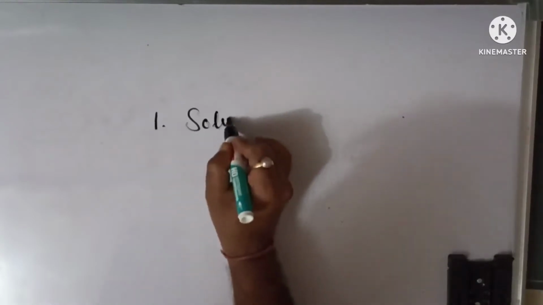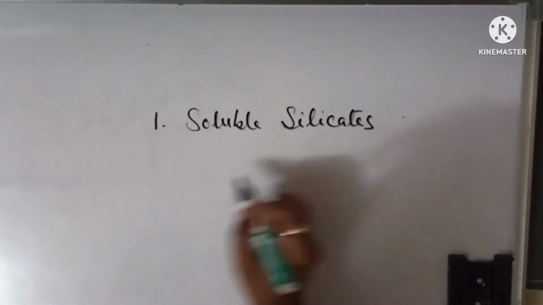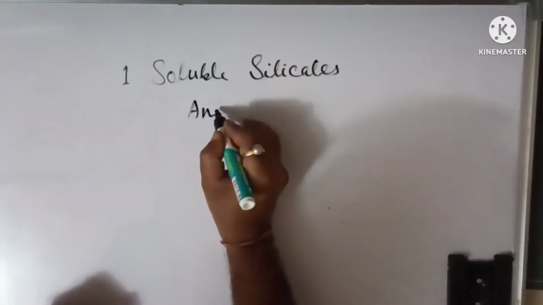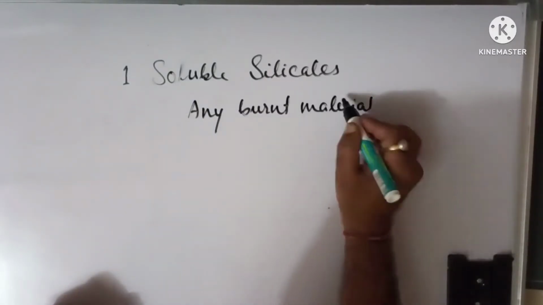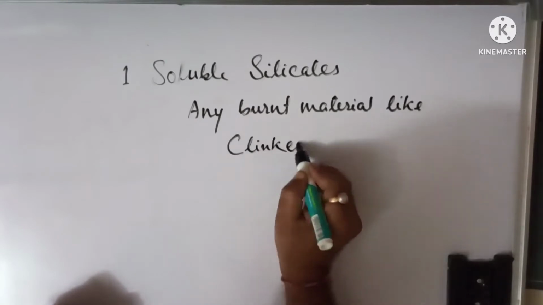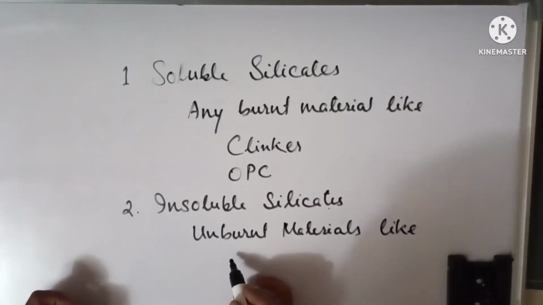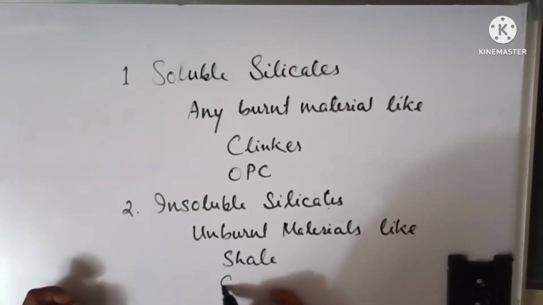There are two types of silicates available in materials. One is soluble silicate and the other is insoluble silicate. Soluble silicate is available in any burnt material like clinker and OPC, and insoluble silicates are available in any unburnt material like shell, clay, fly ash, etc.